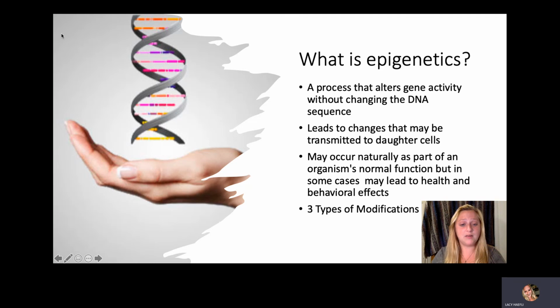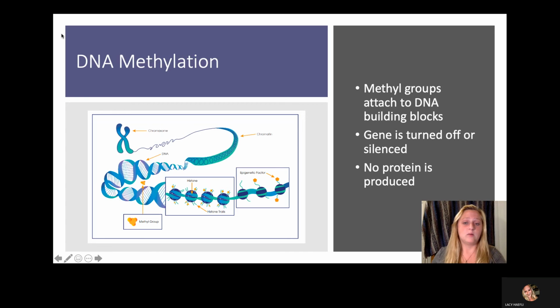There are three types of modifications: DNA methylation, histone modification, and non-coding RNA. DNA methylation is when methyl groups attach to DNA. This means that a gene is turned off or silenced and no protein is produced. It does play a role in cell differentiation and embryonic development.